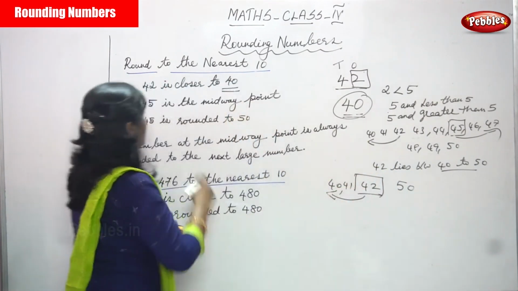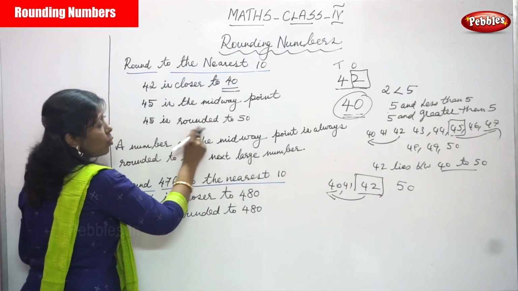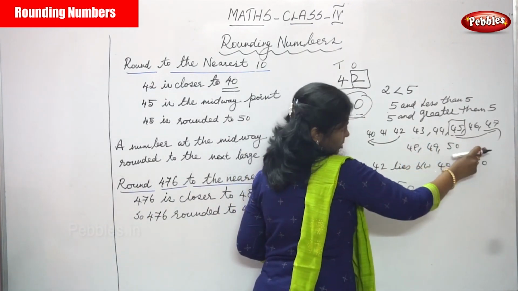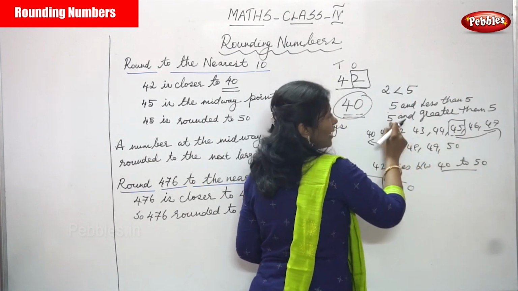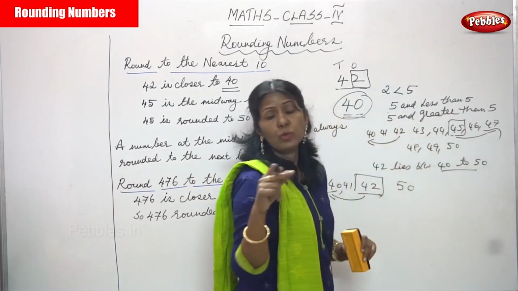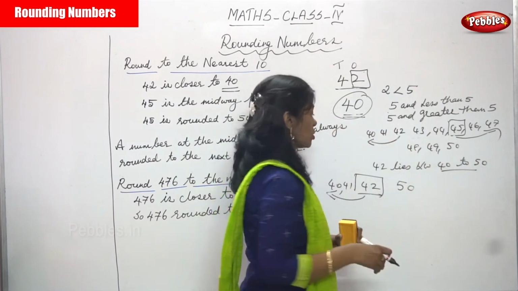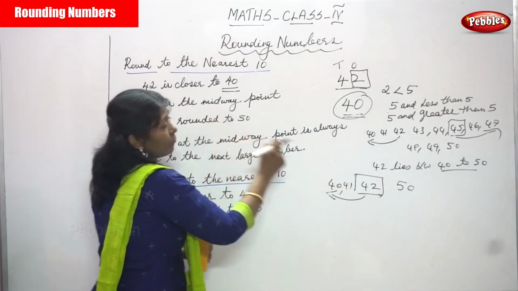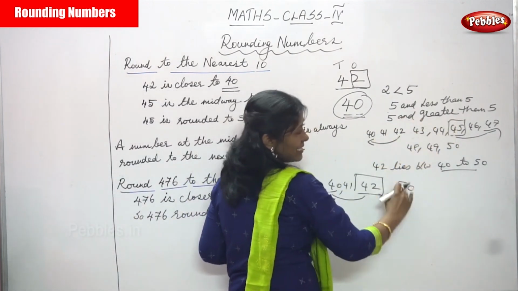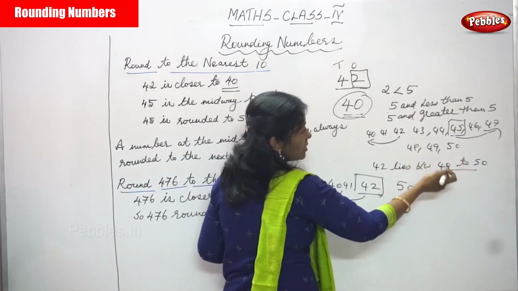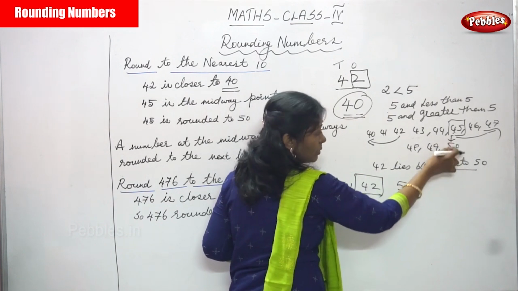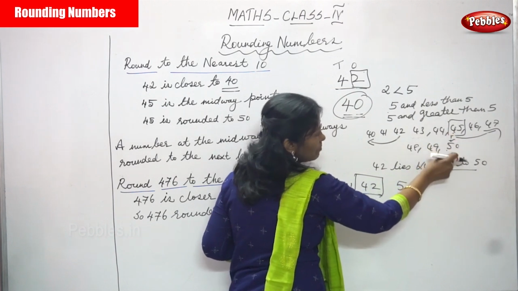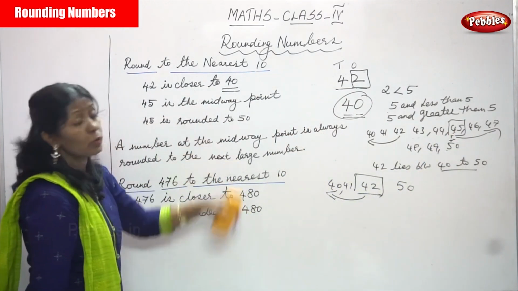But I am telling you very clearly, 45 is the midway point. So 45 is rounded to 50. 45 is the middle number, so you have to go to the backward direction only. Why should I say this? Because 5 and greater than 5 means the end value becomes 0 only. So 45 is rounded to 50 because it's a midway. So 5 and greater than 5 means you have to consider the backward numbers only. So 45, rounded to the nearest 10, is 50, the closer number.